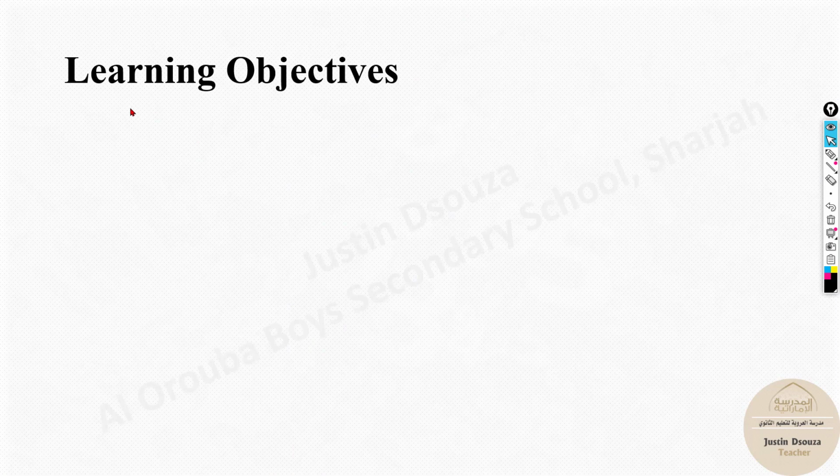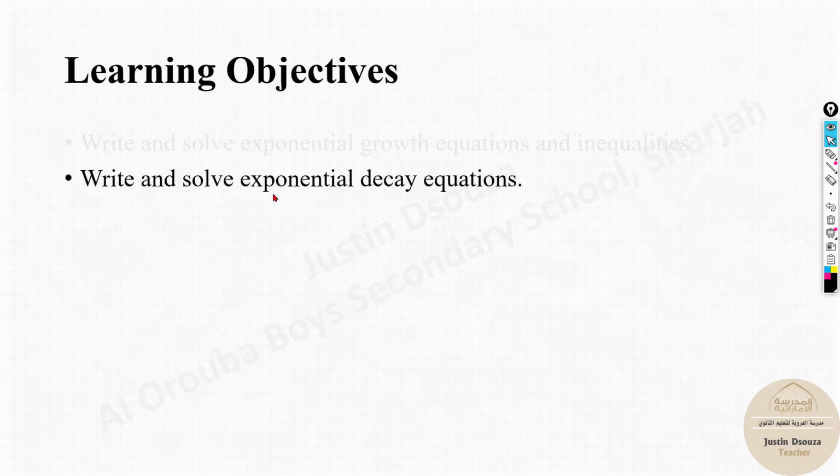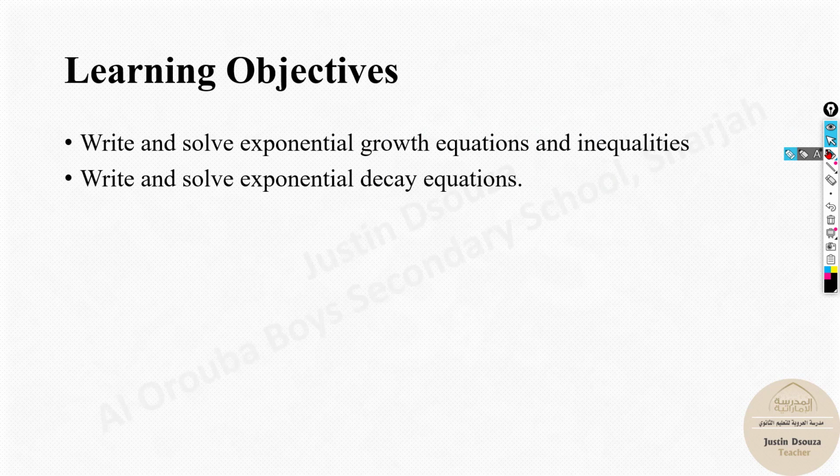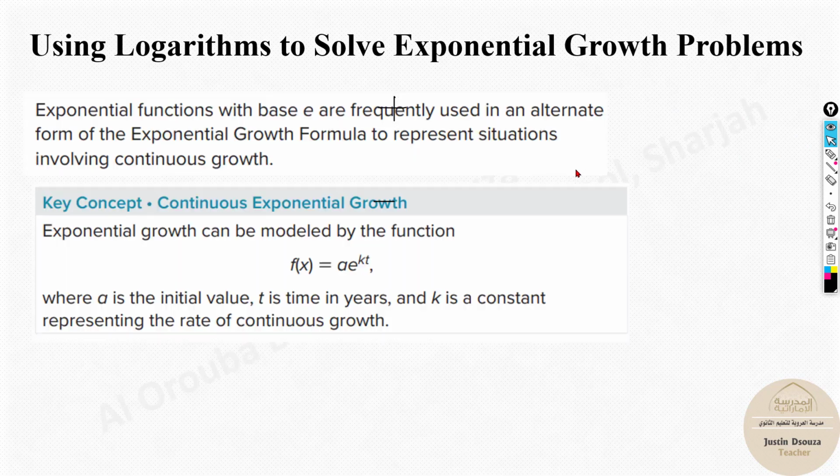Let's get into the learning objectives, that is to write and solve exponential growth equations and inequalities, and to write and solve exponential decay equations. So it is growth and decay. Growth is always growing, it will be plus, decay is decreasing, minus. We will look into both these objectives in this video. And now we will see how to solve these problems.